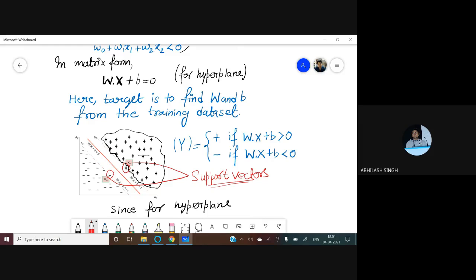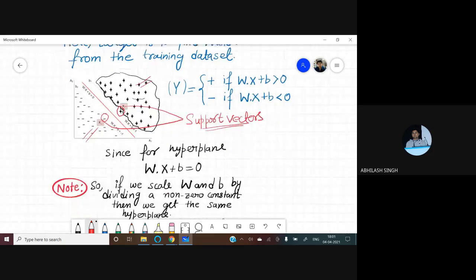Once we get W and B from the training data, then we are done. We will compute W dot X plus B and check whether it is positive or not. In case of positive, it belongs to this class. If the value is negative, then it will belong to the other class. It is as simple as that. So let us proceed further.